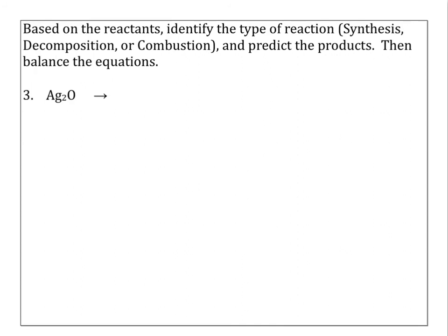And finally, we have a single reactant. So this is going to be decomposition. We are just going to do very simple decomposition reactions. We're going to break the compound apart into its elements, and all you need to remember are the 7 diatomic elements. So if we take this silver oxide and break it apart, we get silver and oxygen. But remember that oxygen is diatomic, so we're going to give it a little 2. Then we just need to balance.